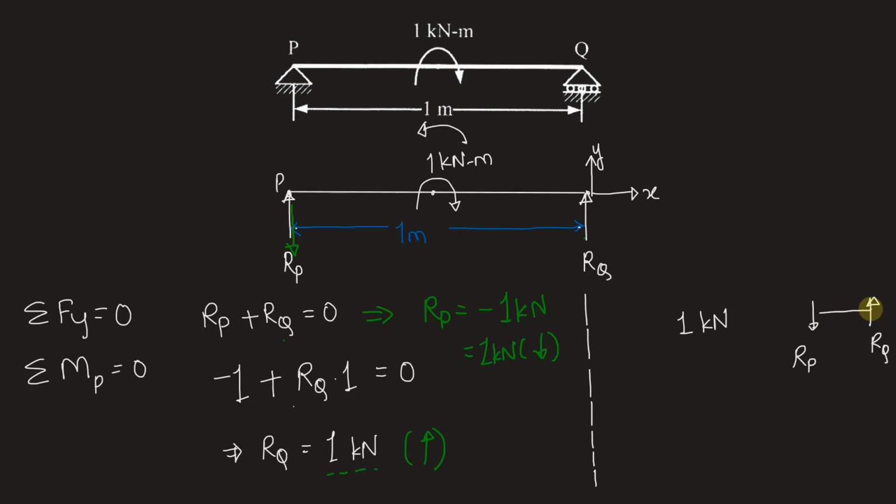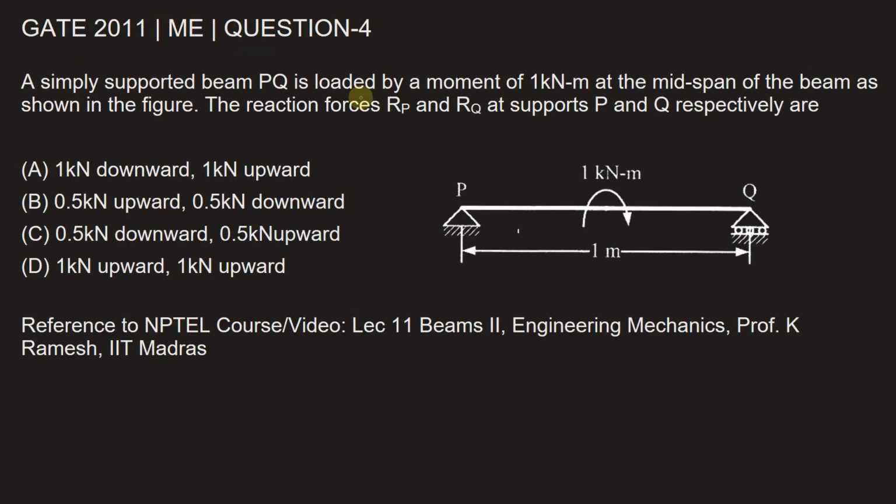spaced out at 1 meter in order to produce an anti-clockwise moment of 1 kilonewton meter. And therefore Rq and Rp will be 1 kilonewton each. Rp should be downward whereas Rq should be upward. And that's how we'll get our answer. Rp downward 1 kilonewton while Rq upward 1 kilonewton. Let's go back and mark the correct option. Rp and Rq are asked respectively. So 1 kilonewton downward, 1 kilonewton upward is the answer.